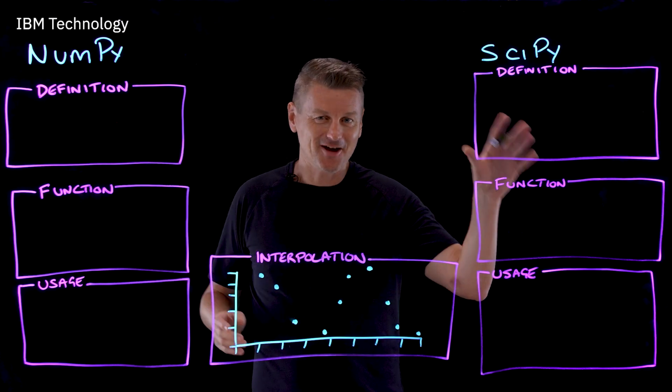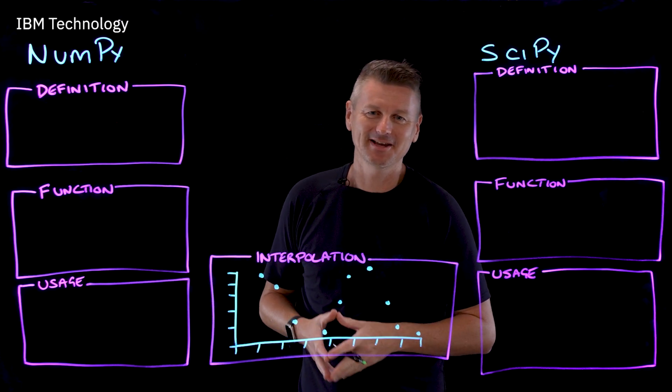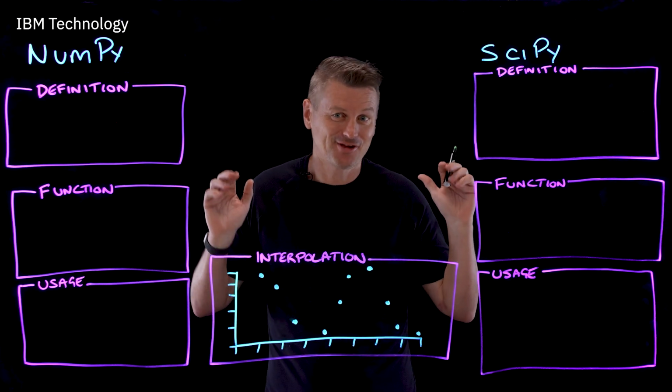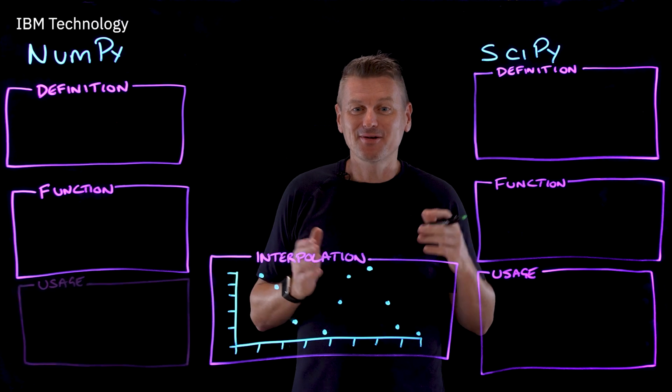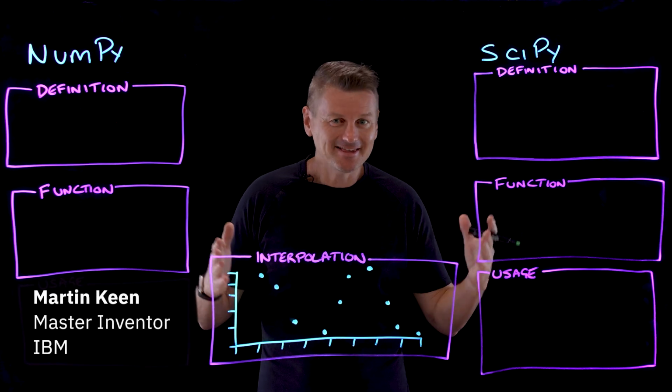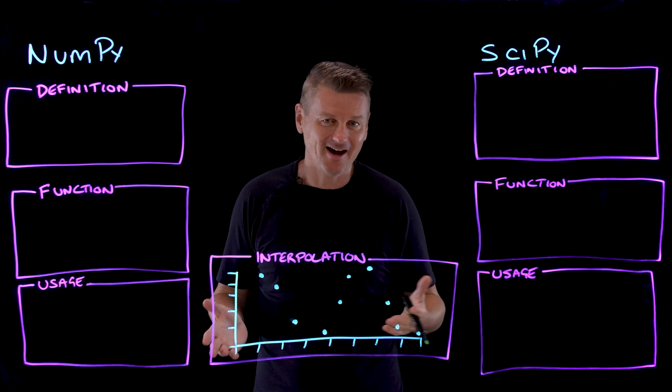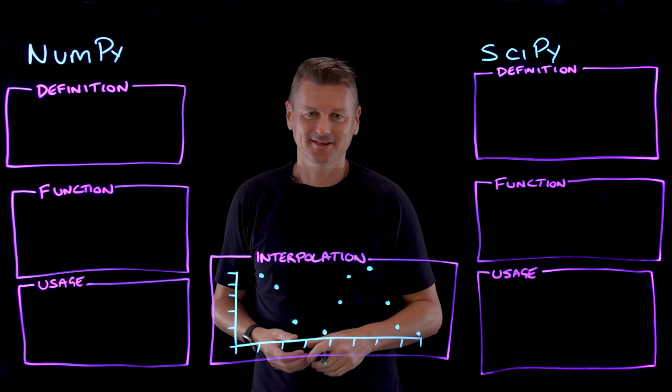NumPy and SciPy are two essential libraries in the Python programming ecosystem, and while both are used for math-type things, there are both fundamental differences and areas of overlap between them. So let's get into what they are, how they can be differentiated, and then some use cases.